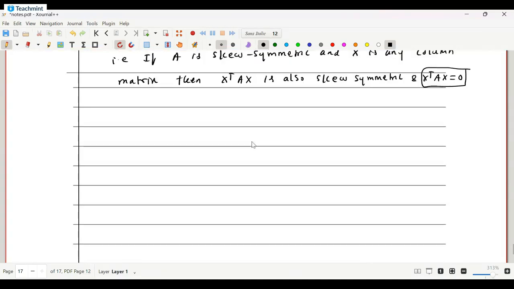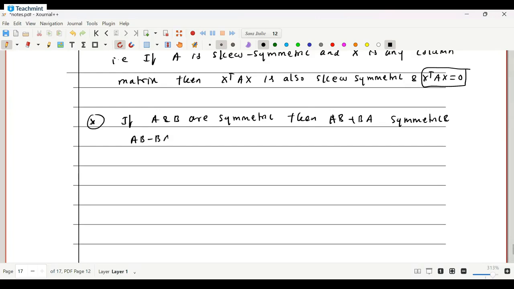Next one. If A and B are symmetric, then AB plus BA is a symmetric matrix, and AB minus BA is skew symmetric.